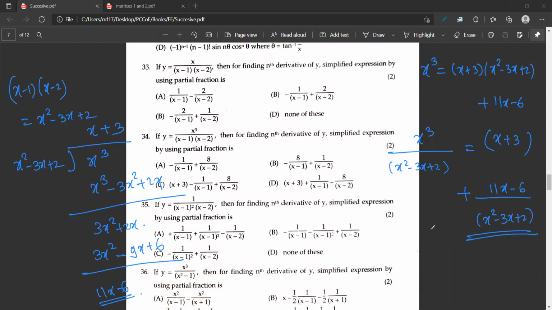Now here you can apply the partial fraction. This x plus 3 will be the extra term. So which answer is correct? You'll see that the answer will be one of these two. Okay, I'll just skip it. Clear?